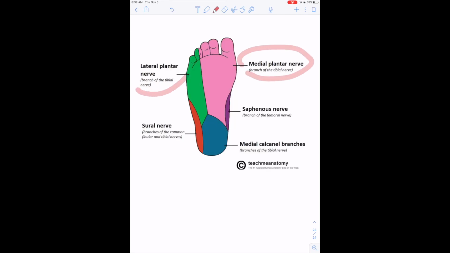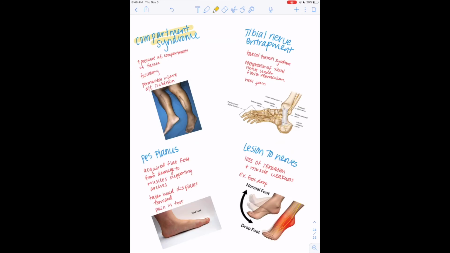Medial and lateral plantar nerves are branches off the tibial nerve, and they supply the sole of the foot, with the dividing line being between the fourth digit. Compartment syndrome can occur when there is increased pressure within the compartments of fascia, leading to a fasciotomy or permanently injured area due to ischemia.